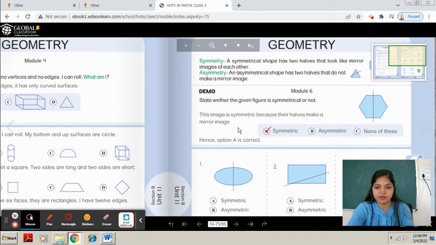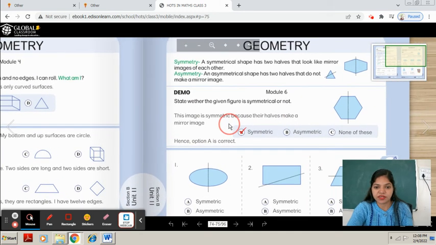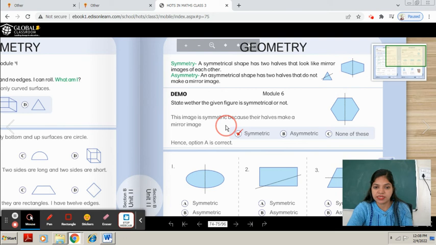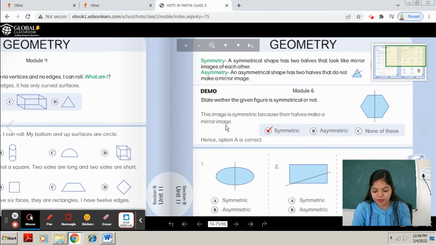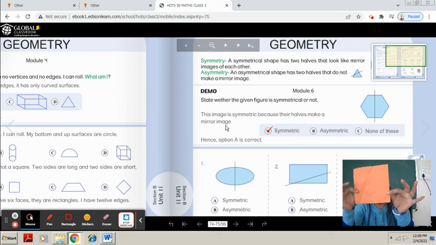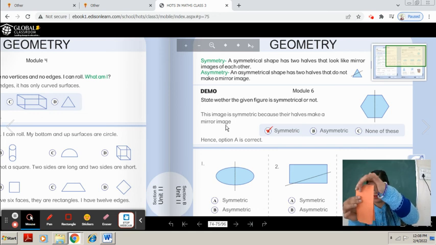So, you can see on the screen: symmetry, asymmetry. First of all, I will explain the meaning of symmetry and asymmetry. Okay, students, I will give you one example. See, I have this square shape cutout. If I fold this paper like this, yes, you can see.